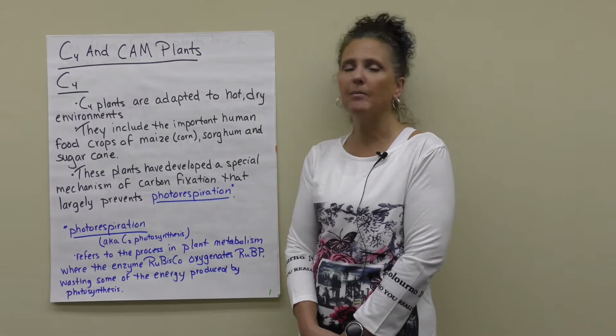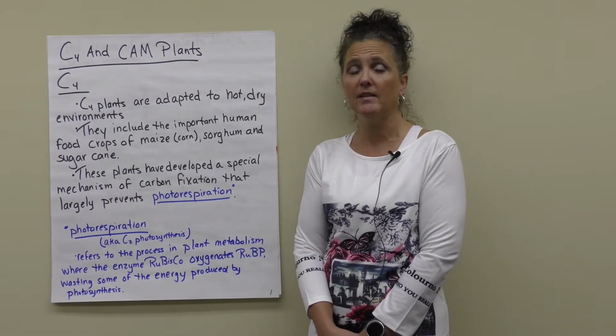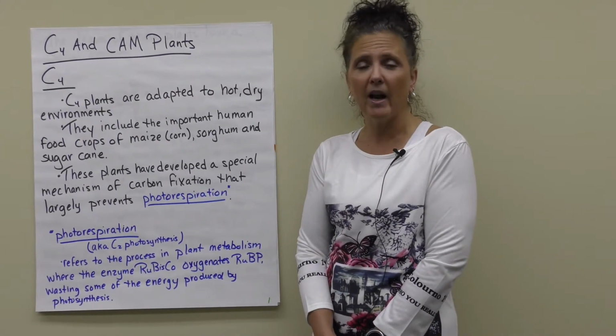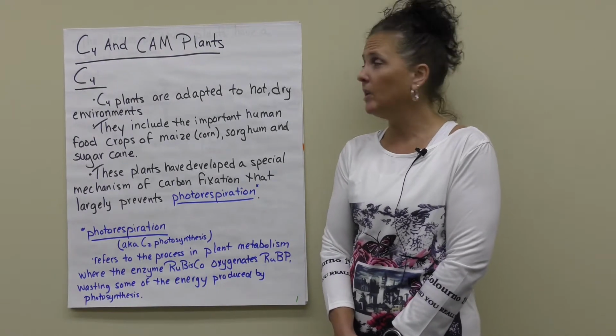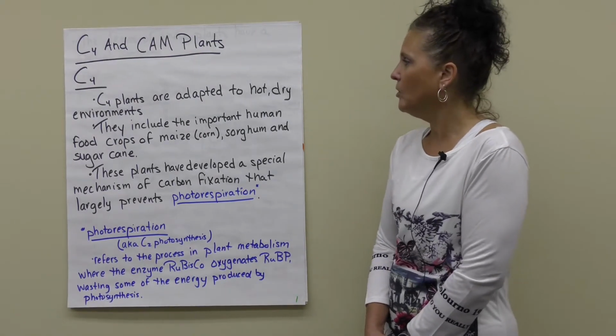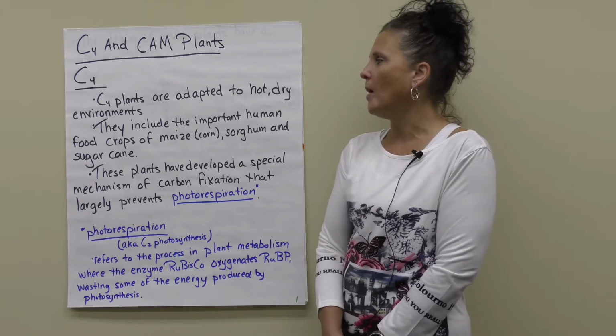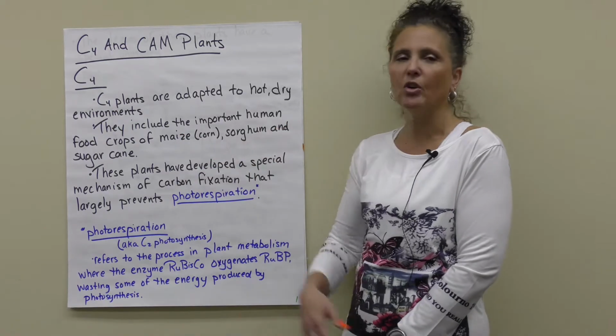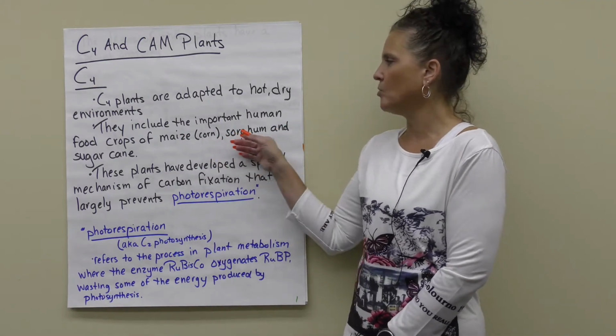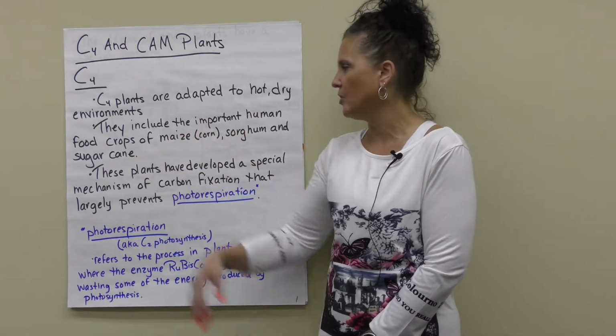C4 plants are adapted to those hot, dry environments. Remember, in the desert there's very little rain, there's a whole lot of sun, not a whole lot of shade, and very low humidity. So they include the important human food crops of maize, right? That's what corn is, maize, sorghum, and sugarcane. You might not be familiar with sorghum, but I know you know what corn is and sugarcane.